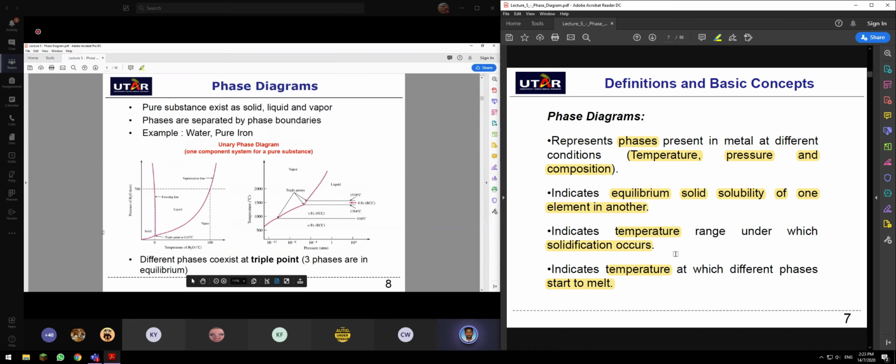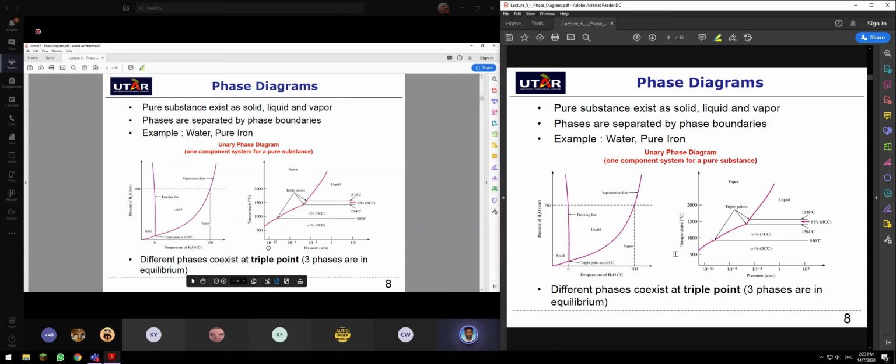Okay, now let's see, what is this? This is for a single pure substance. A pure substance exists as solid, liquid, and vapor. Now you know that phase exists in three different realms. We call that solid, liquid, and gas. And these phases between solid, liquid, and gas are separated by phase boundaries. We call those phase boundary lines. These are the phase boundaries.